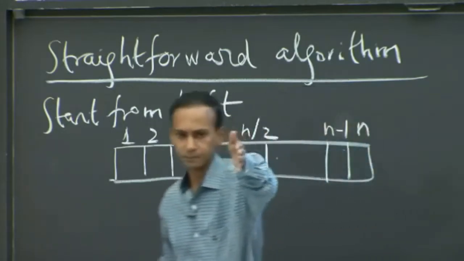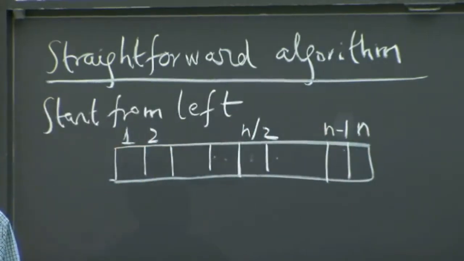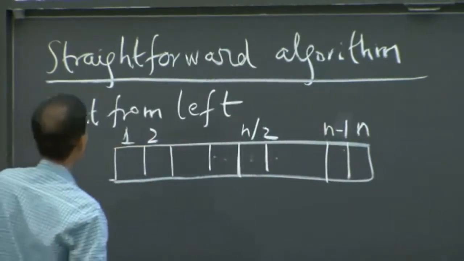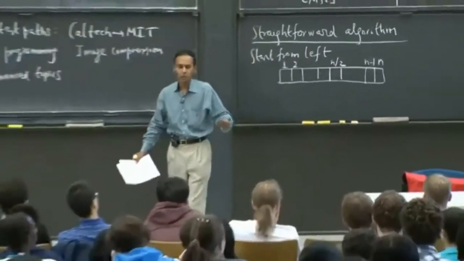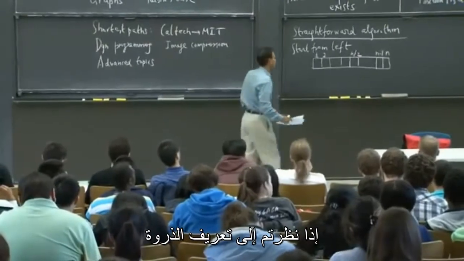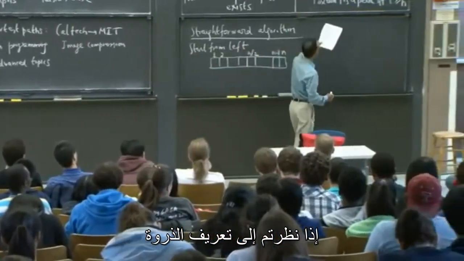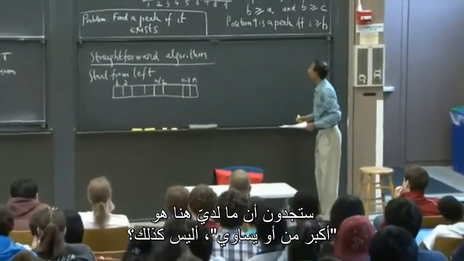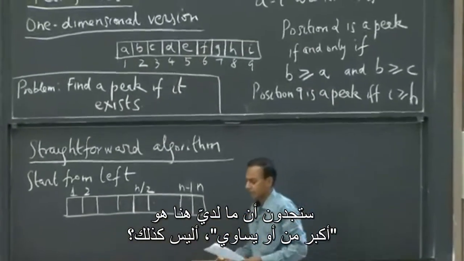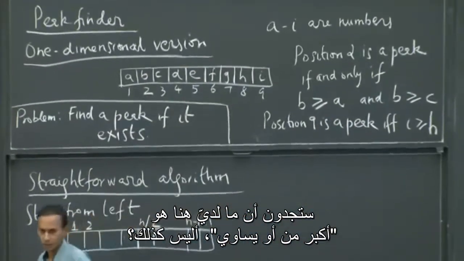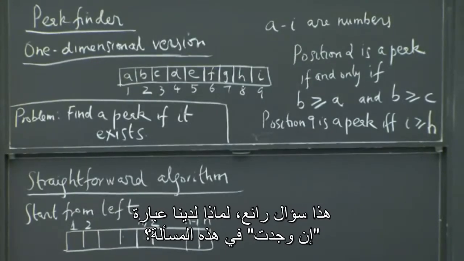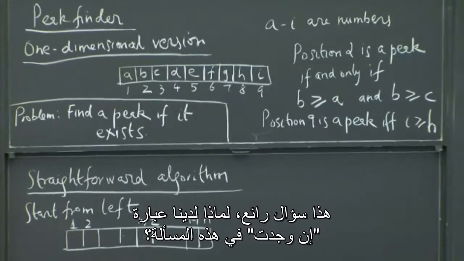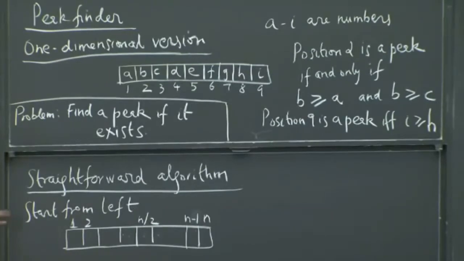Yeah, question? When you say if it exists, with the criteria that you have for a peak, aren't you guaranteed to have a peak? That's exactly right. I was going to get to that. So if you look at the definition of the peak, what I have here is greater than or equal to. And that's a great question. Why is there if it exists in this problem?